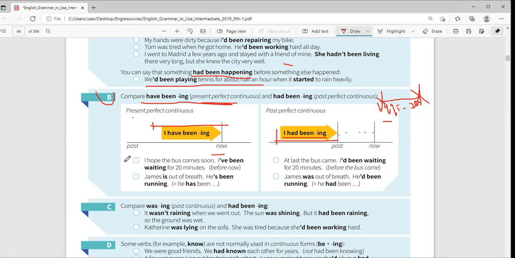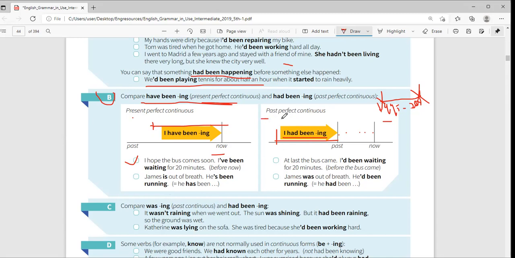Look at the examples here. Number one: I hope the bus comes soon. I have been waiting for 20 minutes. So this man is even waiting up to now. James is out of breath. He has been running. So as I'm talking, James is out of breath. When someone is out of breath, they are panting. You can see the results now.